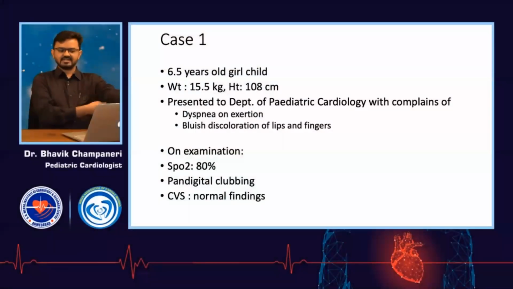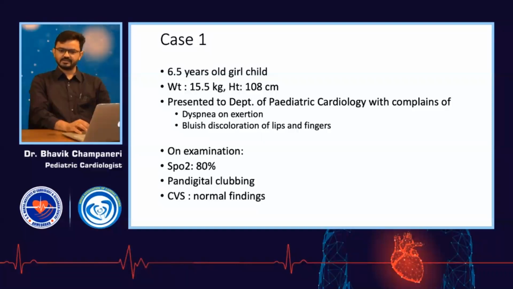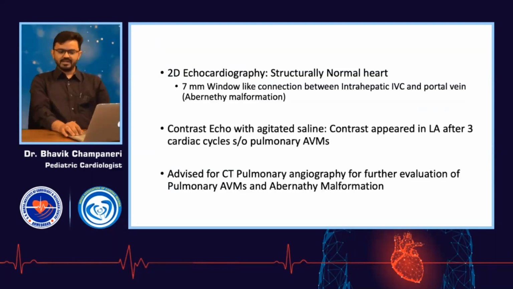Coming to the first case, this is a 6.5-year-old girl weighing 15.5 kilos with a height of 108 centimeters, who presented to us with dyspnea on exertion and bluish discoloration of lips and fingers. On examination, she has SpO2 of 80% with pan-digital clubbing. On auscultation, CVS is normal. Echo was done, which showed a normal heart.